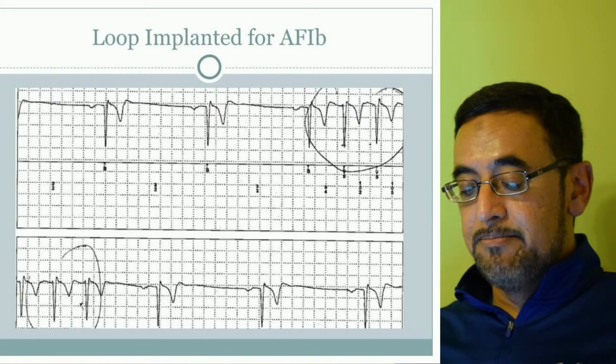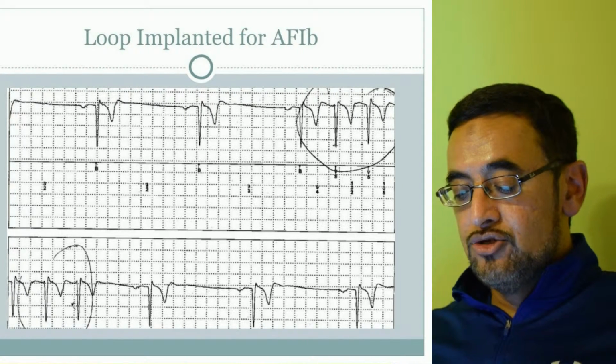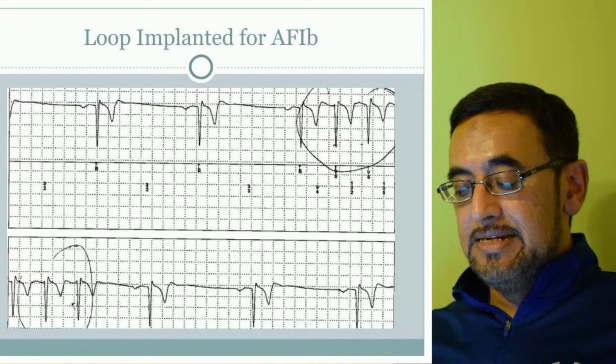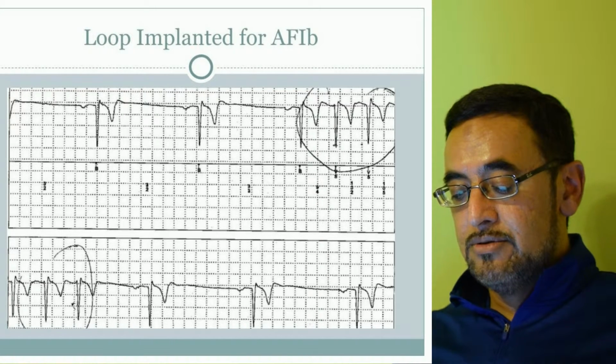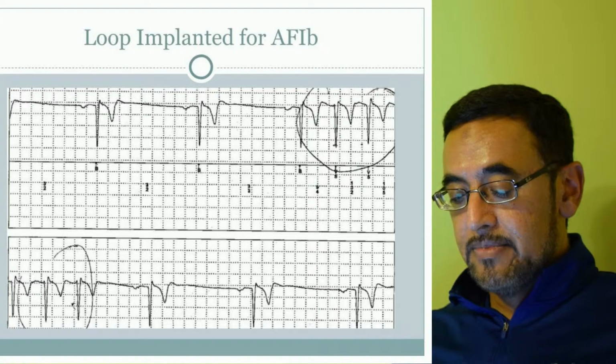This loop recorder was implanted for AFib and shows that AFib truly is tachybrady. On the one side you got slow heartbeat, on the other side you got the fast heartbeat. The beats crowded together are the slow and the others are the fast.